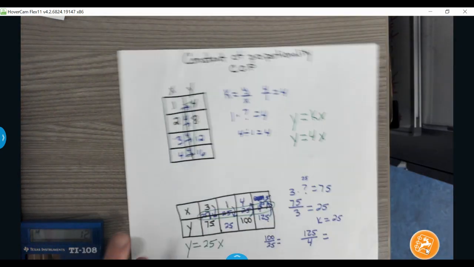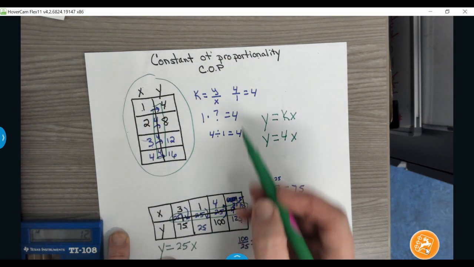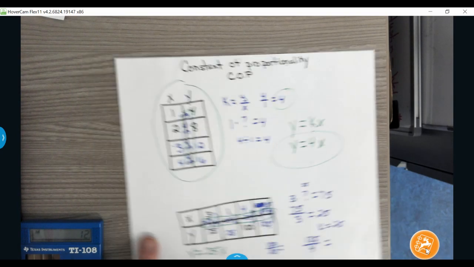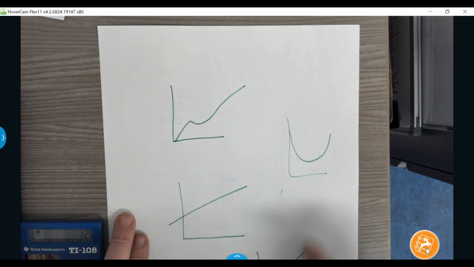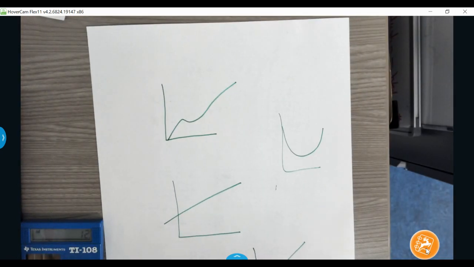And then eventually we're going to pull it all together, right? We're going to have a table that we could complete. We could find a constant. We could make an equation, and we could then make a graph. So that's kind of where we're going to leave before you go on winter break.